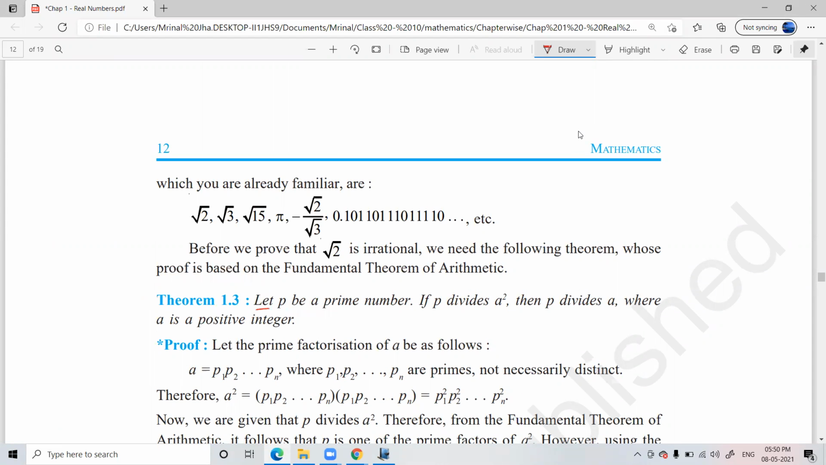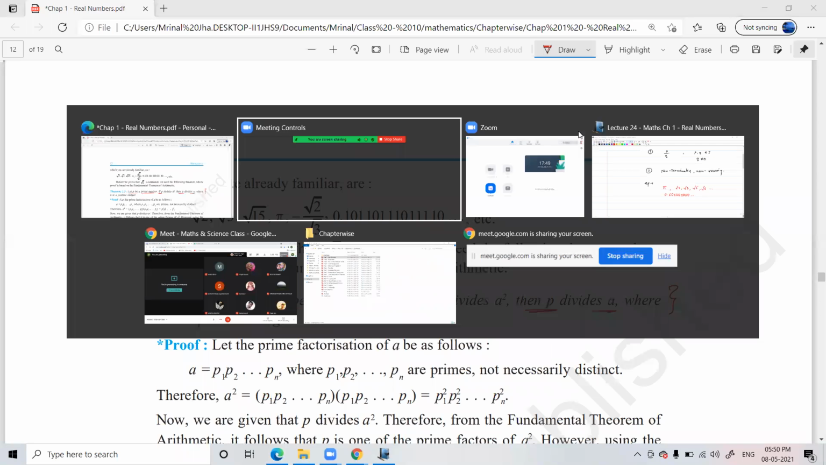Okay, so what does it say? Let P be a prime number. If P is a prime number, then if P divides A square, then P divides A also. Can you people understand what this is trying to tell you? No, sir. Not making any sense? Okay.